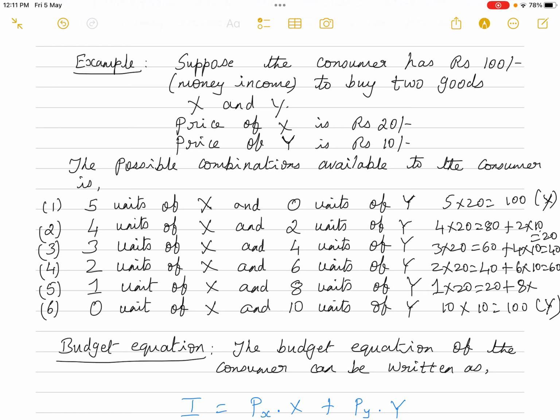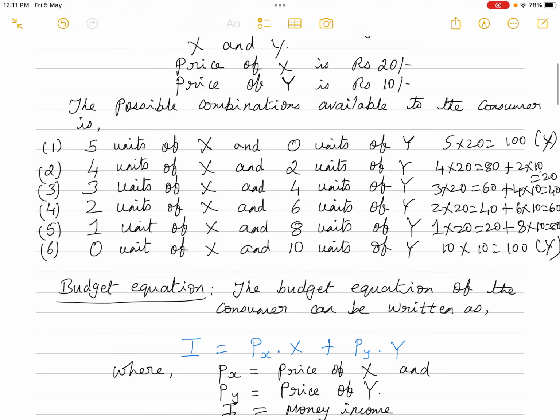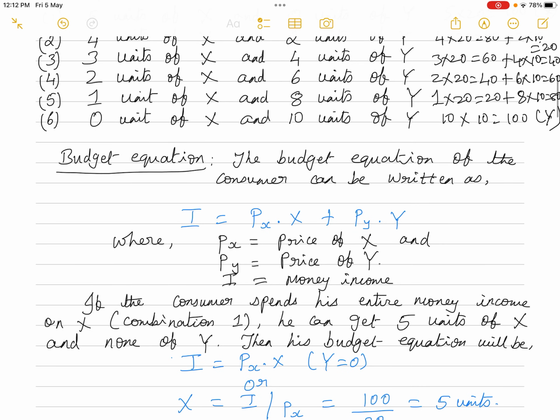So he can purchase 8 units of commodity Y. So in this case, the entire money income of 100 rupees will be spent. So these are all the combinations his budget is allowing him to purchase. Okay, so 1 to 6 combinations are the possible combinations available to the consumer. So based on this, we can write the budget equation of the consumer.